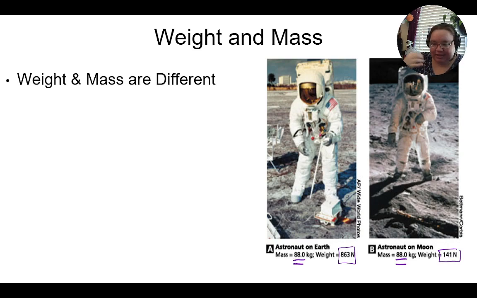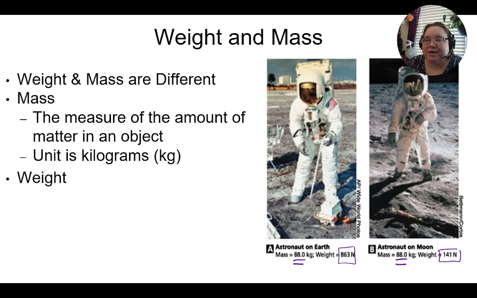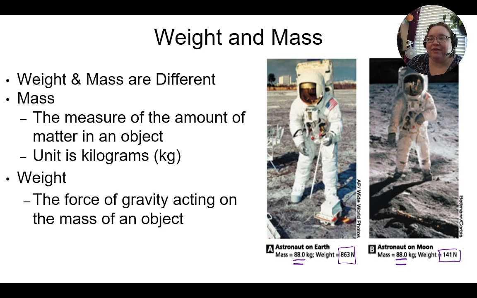This is why in science fiction type movies you hear the term weightlessness for people who are in outer space, because they don't have gravity acting on them, so they feel like they weigh nothing. So the mass is a measure of the amount of matter in an object. And for my astronaut, the mass is the same on Earth and the moon. We measure mass in kilograms, but weight is the force of the gravity acting on that mass of that object.